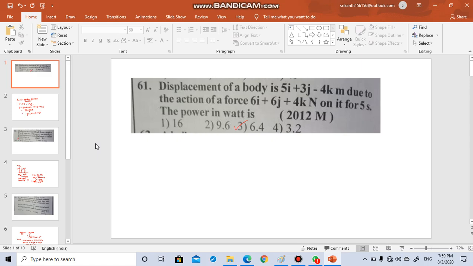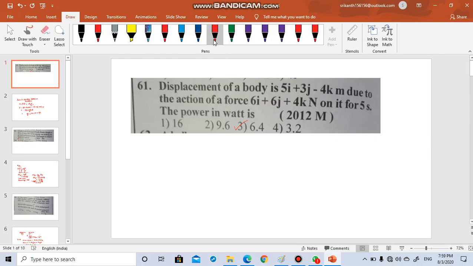In this session, we will be looking into some more numericals on the topics we have learned till now. So let us begin. Here, the displacement of a body is given in vector form in meters due to the action of a force. The force vector is given, acting for 5 seconds. Time is given. The power in watts is?